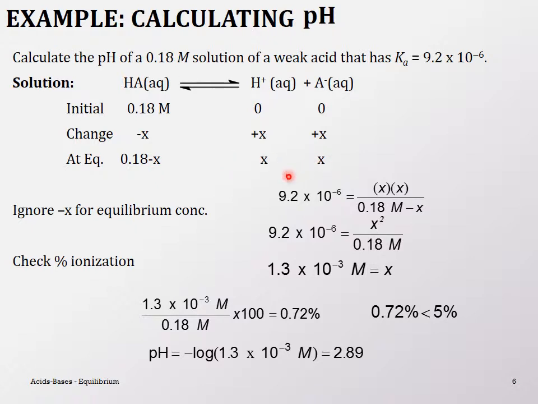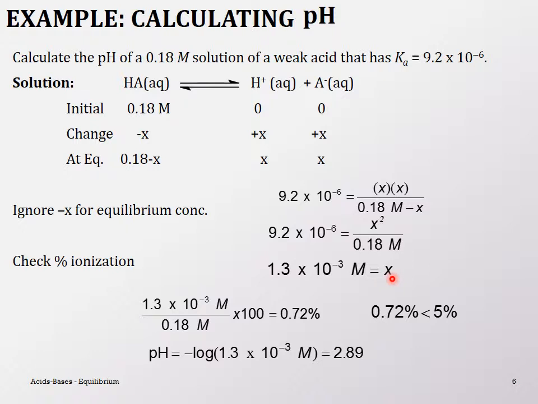So what we're going to do is set up our equilibrium equation over here. So this is the Ka, and then of course the hydronium ion and the conjugate base are here, and then the acid is at the bottom. So this is the minus x over here. What we're going to do right now is go ahead and ignore the minus x for the concentration for now. Okay, so we'll ignore that, which means that this is our equation, where you have 9.2 times 10 to the negative 6 is equal to x squared divided by 0.18 molar. So this becomes a lot easier to work with.